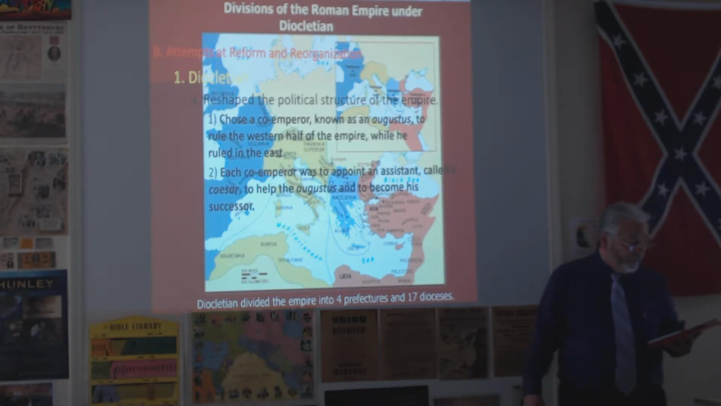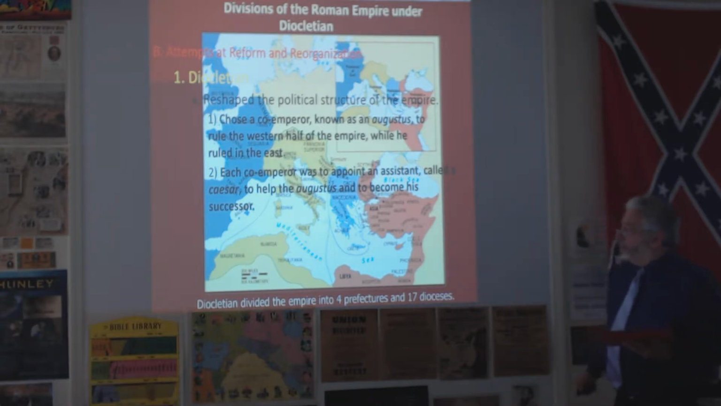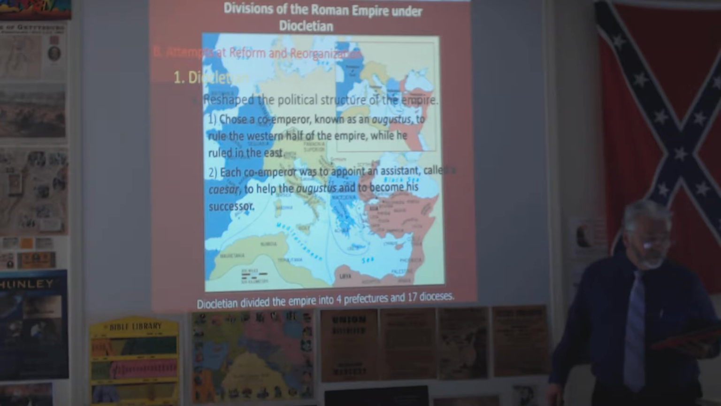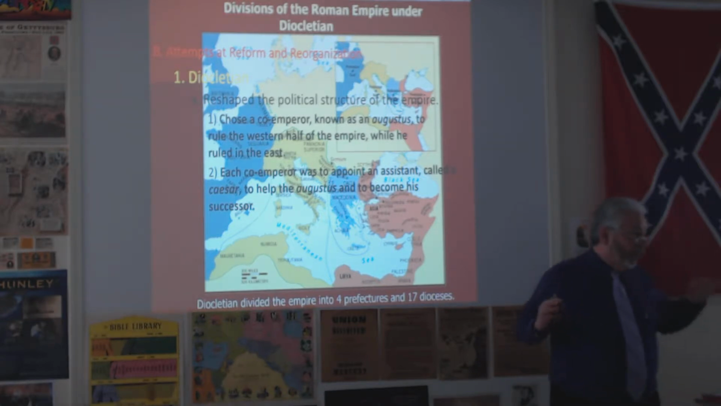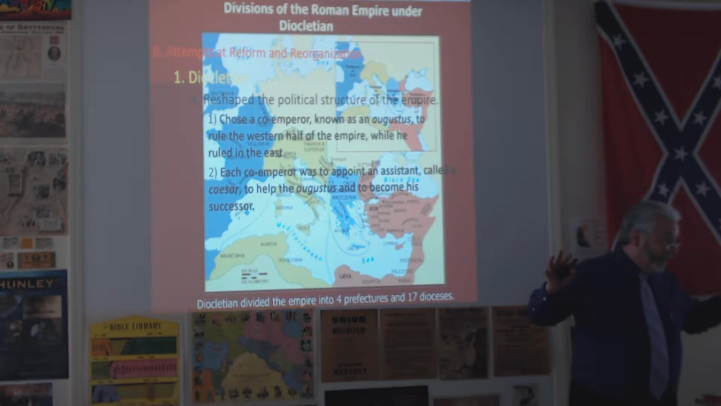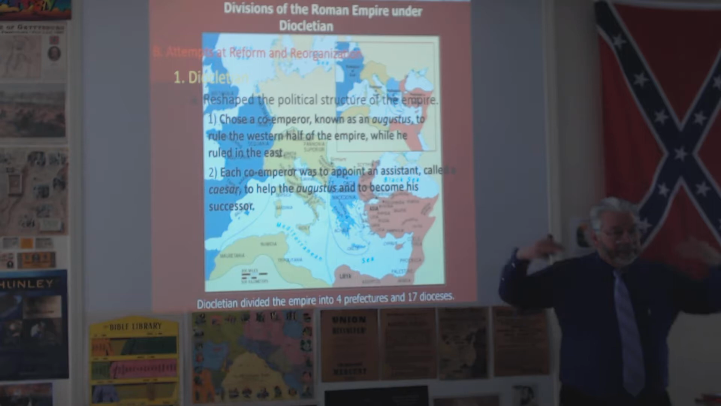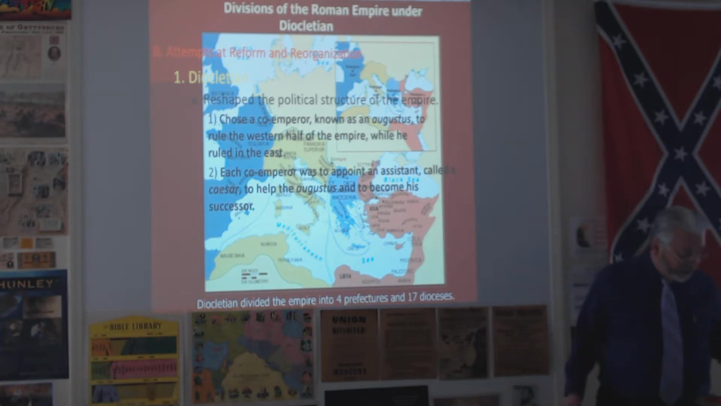Then, in addition to that, each co-emperor was to appoint an assistant called a Caesar to help the Augustus and then to become his successor. So, he's ruling in the east, he has a Caesar under him. Somebody else is ruling in the west, he has a Caesar under him, so that when each of them dies, then the Caesar becomes the next Augustus. Follow? So, remember, up until this point, there has been no plan for what happens when an emperor dies. So he's coming up with a plan. Dividing the empire gives more hands-on to at least half of the empire, half of the world, and then having someone in training to take over when that person dies seems like a good idea.